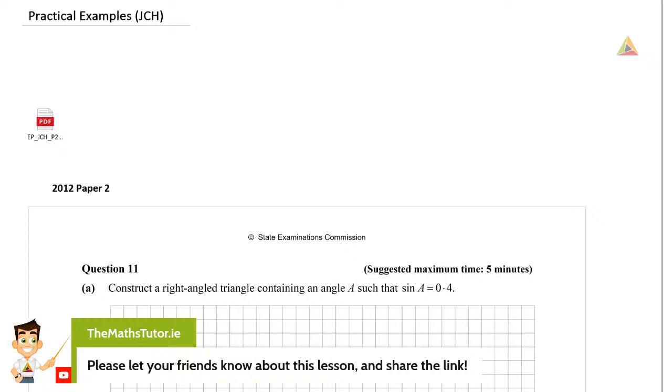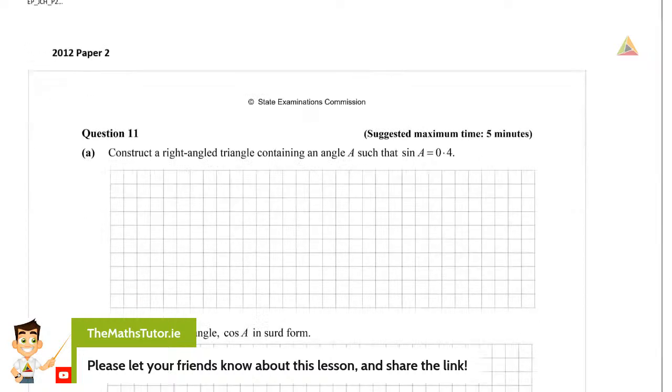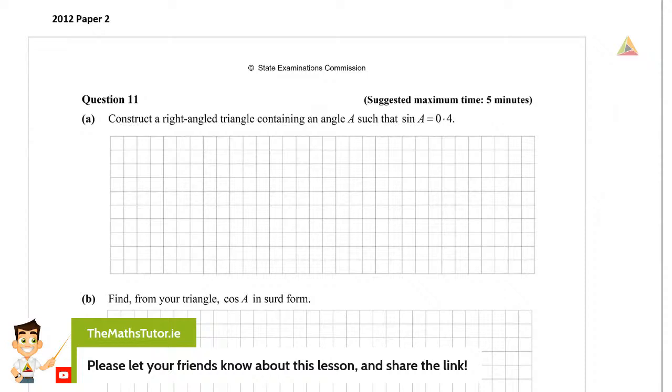This week we're going to be doing some practical examples based on trigonometry. We've already covered the first set of practical examples, so we have another set now, solely based on exam papers. We're going to go through the questions and then their solutions also. The first question I have here is 2012 paper 2, question 11.